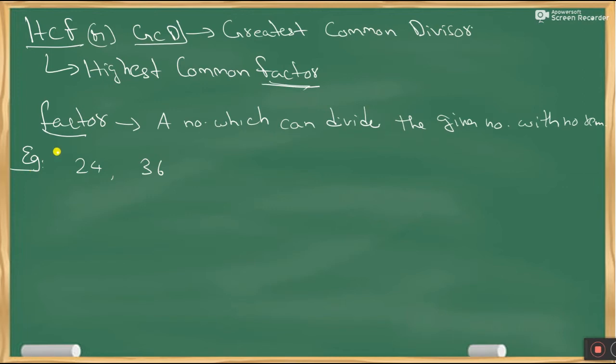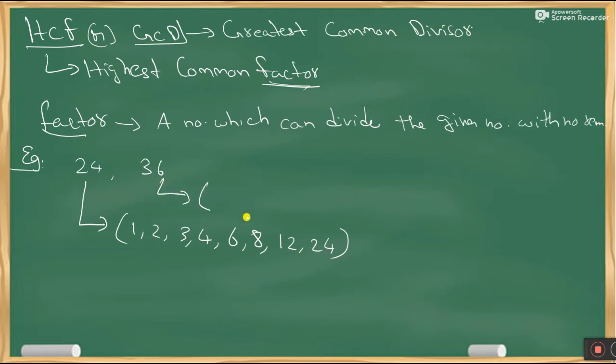So what are the factors of 24? Just write it down. So we have 1, 2, 3, 4, next 6, 8, 12, 24. Okay. Now similarly, what are the factors of 36? So I'm just writing down the series of numbers that completely divide the given number. So it starts with 1, 2, 3, 4, 6, next 9, 12, and I think 18 and 36.